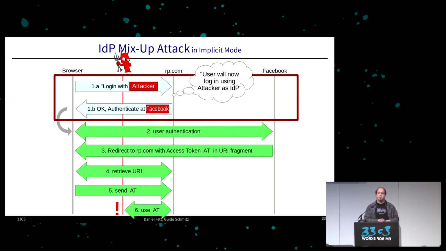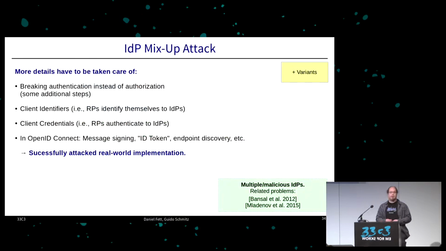So in practice, if you want to mount this attack, then you have to take care of more details, like when you want to break authentication instead of authorization. In the version I just presented, the attacker gets the access token and can act on the user's behalf at Facebook or at some other identity provider that uses OAuth. So this is not limited to Facebook. But to break authentication at the relying party, there are some further steps needed.